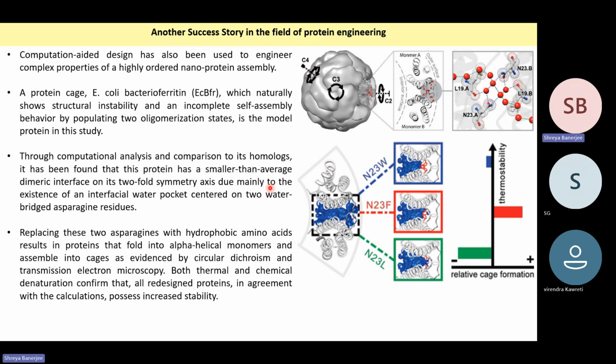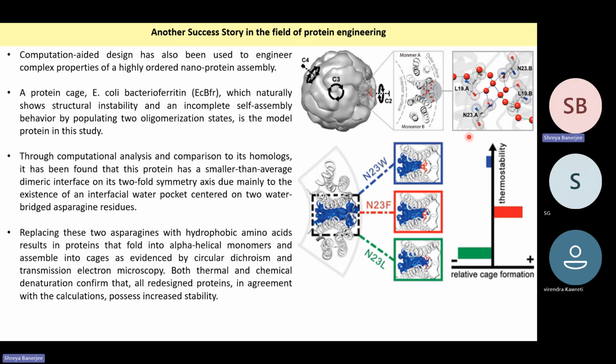This was found by computational analysis and comparison to homologs, that at the interface of self-assembly, there is an existence of an interfacial water pocket, which is connected to two asparagines. Because of this water pocket, there is not much interaction between the monomers, and so it is not a very stable aggregate.